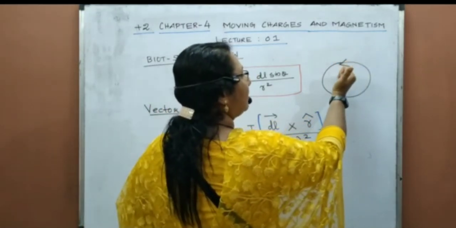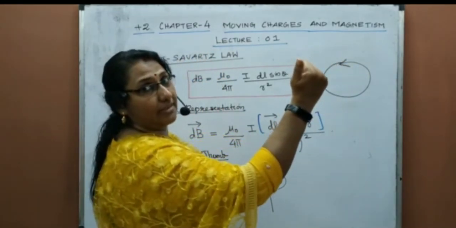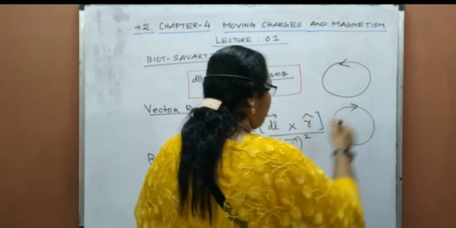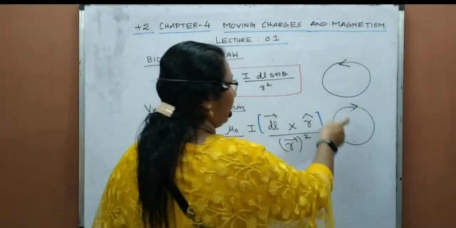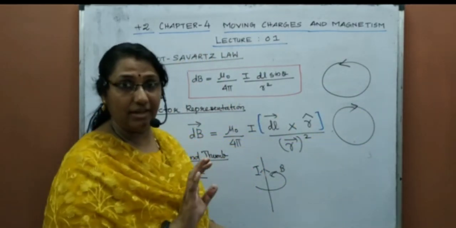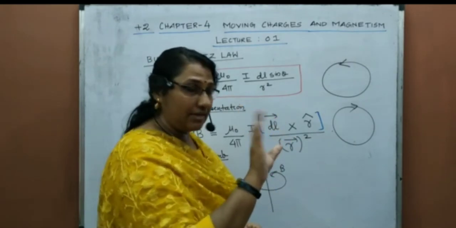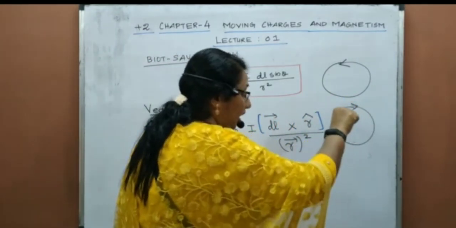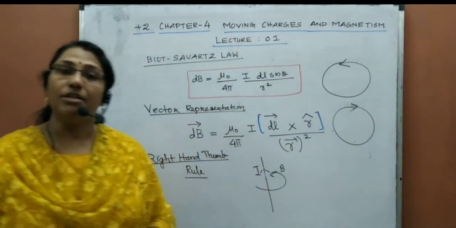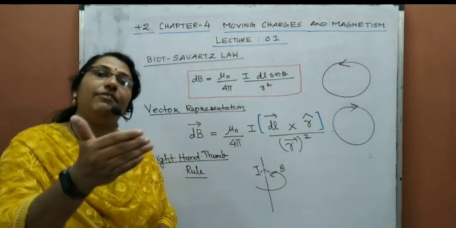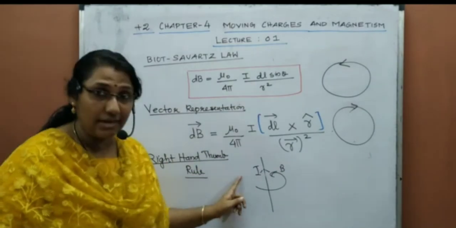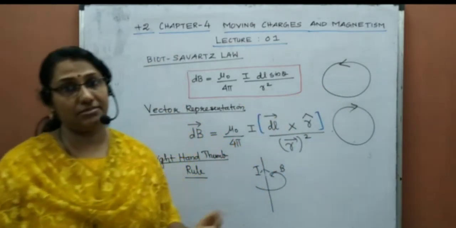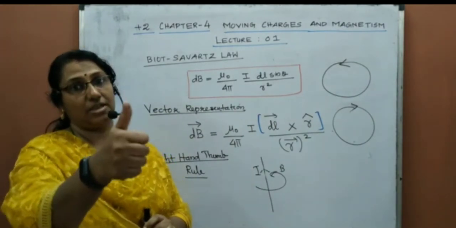This is the direction of current, thumb gives the direction of the magnetic field. If it is in anti-clockwise direction, if it is in clockwise direction, this was anti-clockwise. If it is in clockwise direction, rotate the fingers in the direction of current. The thumb will give the direction into the plane. Okay, so if one is straight, other will be circular. If the current is straight, field will be circular. If the current is circular, field will be straight, which is given by right hand thumb rule.